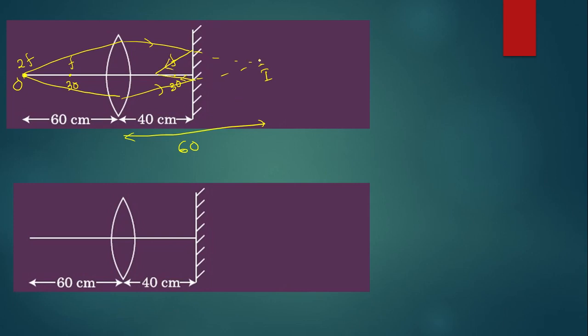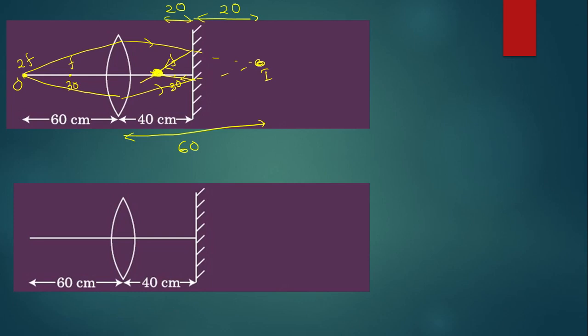Since this image would have formed at 60 cm, and the distance between the lens and the plane mirror is 40 cm, this distance will be 20 cm. Again, since this mirror is a plane mirror, this distance is 20 cm, thereby this distance will also be 20 cm. Now here the real rays of light are intersecting. We will see one real image here.